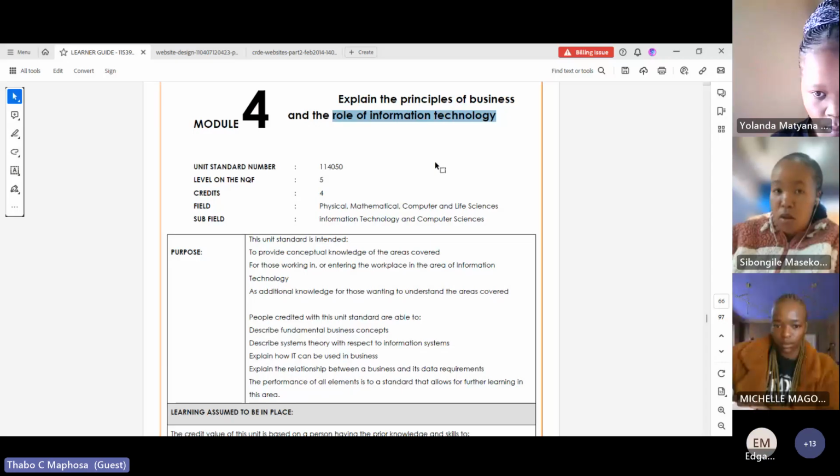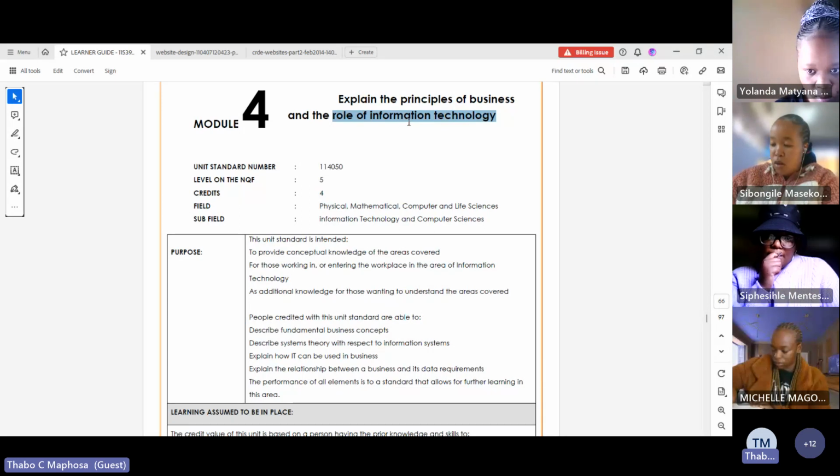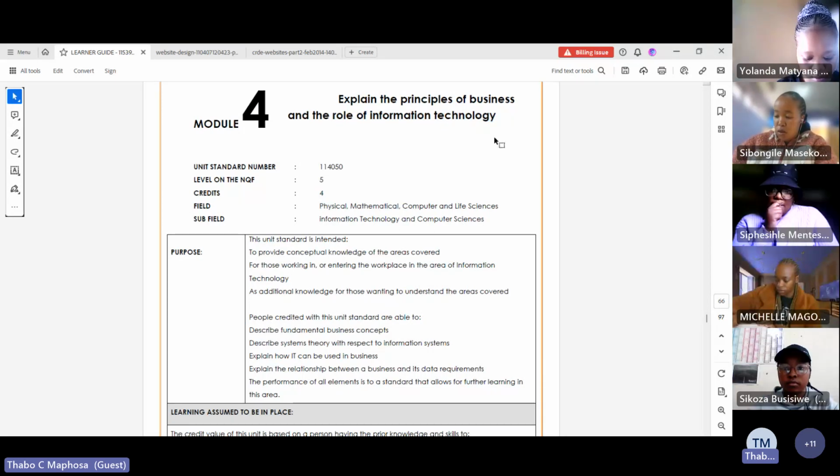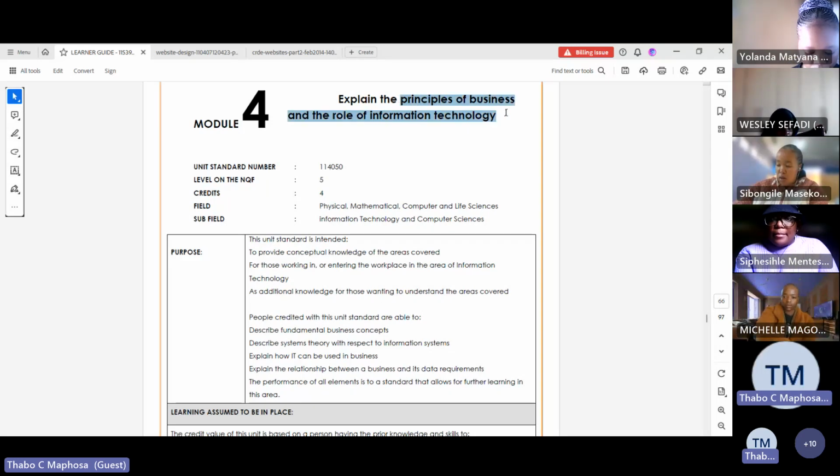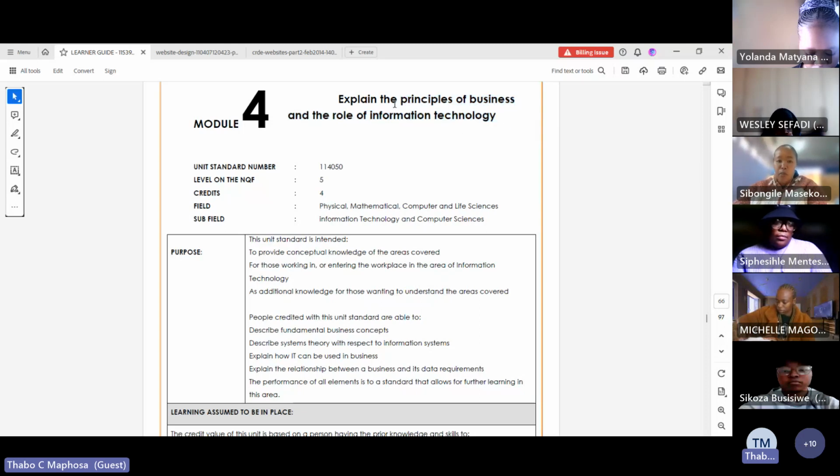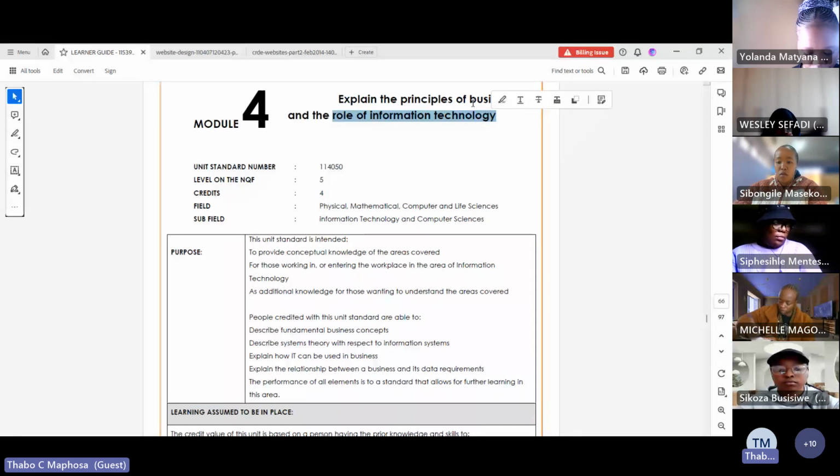It's a little bit ambiguous, if I can put it like that, when they're saying principles of business and the role of information technology. Technically, what they're just saying here is, what is the role of technology in business, and what are the principles of business? So basically, we want to explain what the principles of business are and what is the role of technology in a business setting. So what do we use that technology for?